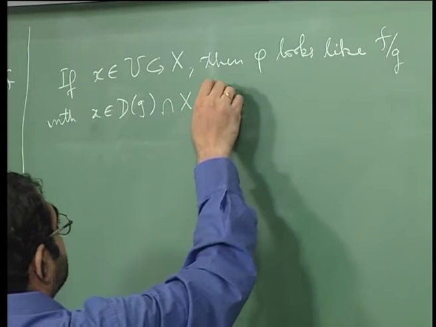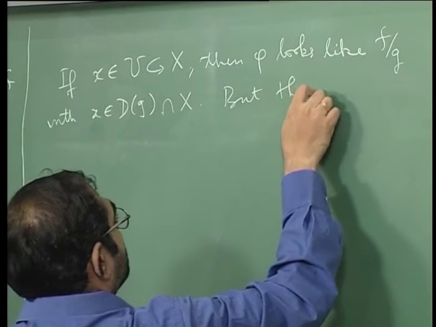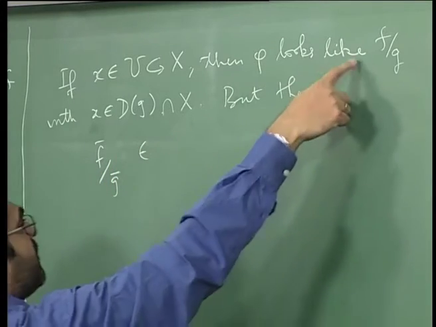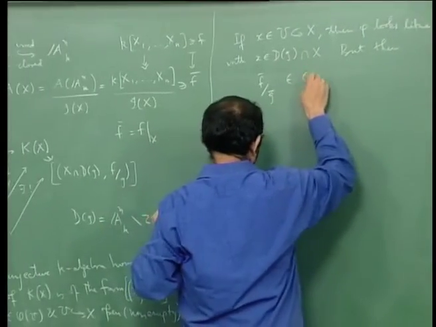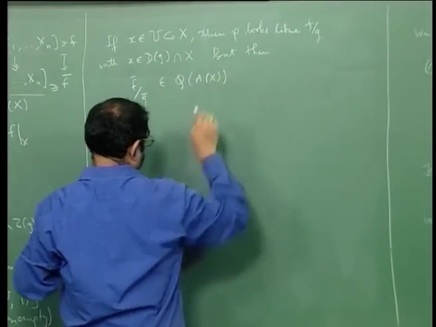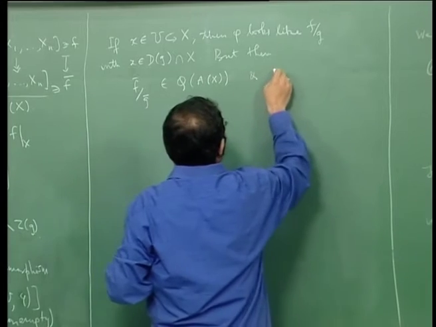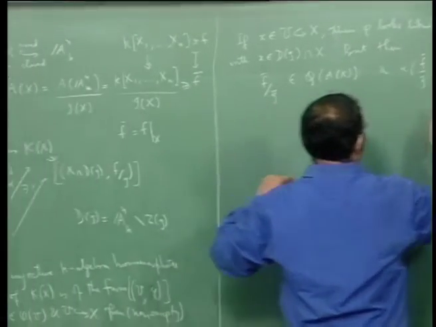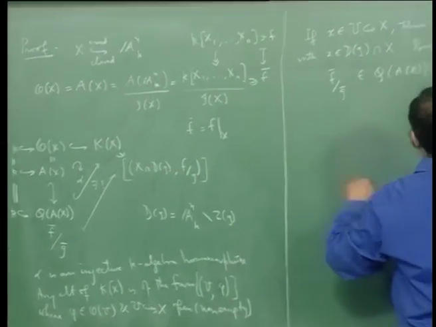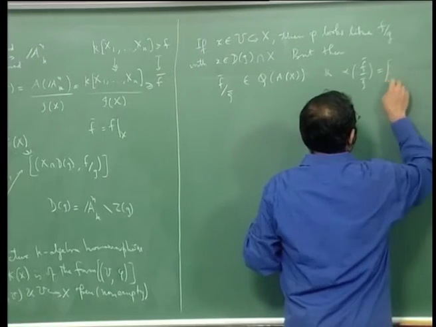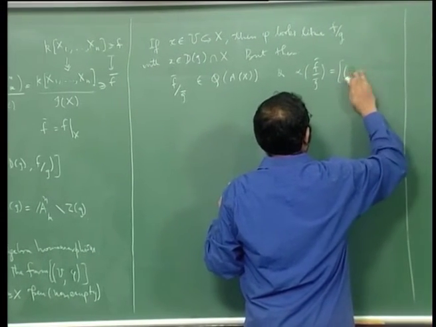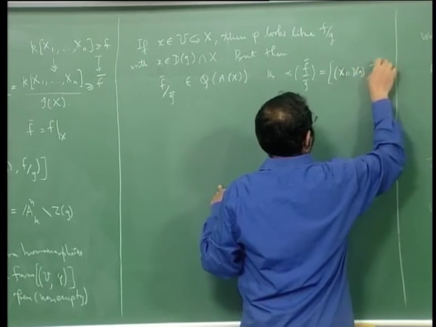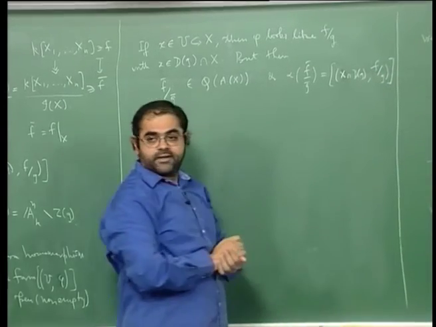But then you have f bar by g bar. This element, if you take f bar by g bar, that is certainly an element in the quotient field of Ax, certainly, and alpha of f bar by g bar will be, as I have defined this map alpha, it is just going to be X intersection Dg comma f by g. This is what I am going to get, okay.